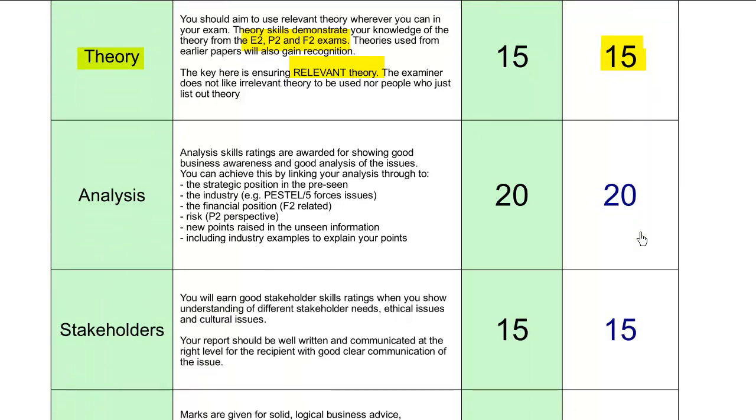So the next thing you need to do to have a successful script is you need to analyze. Remember, the examiner wants significant analysis with a bit of theory. It's the analysis that really is critical. It's things like using the pre-seen information from your analysis of that pre-seen. It's information from the industry. It's, have you considered financials, sort of F2, risk, P2 type issues?